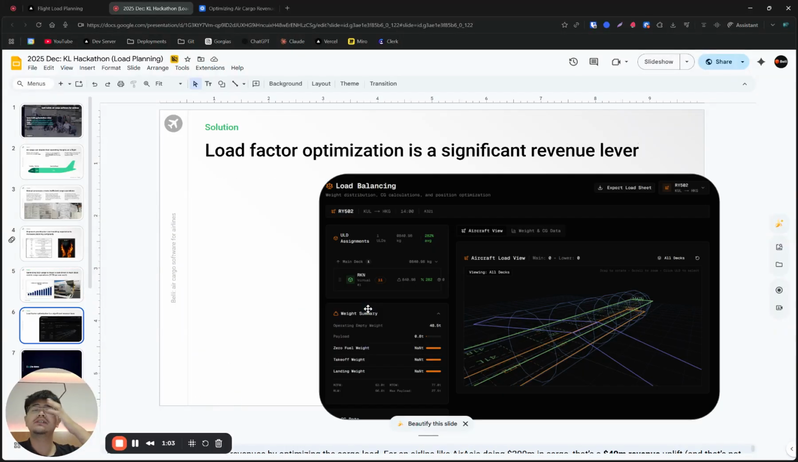What our app does is that it optimizes load factor so that, for example, an airline like AirAsia, which is doing $200 million in cargo, can make about $40 million of revenue uplift.